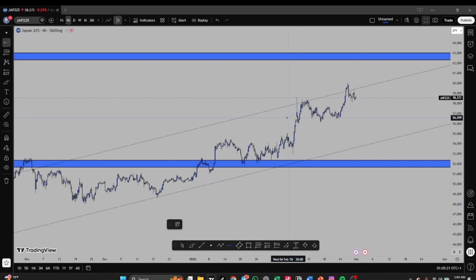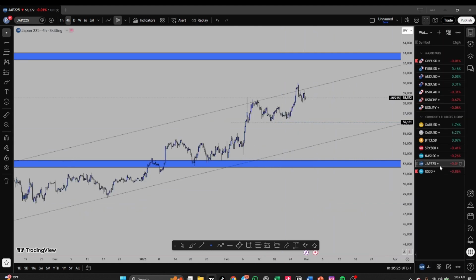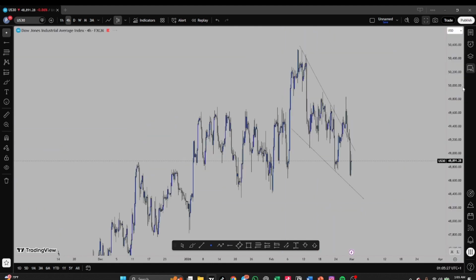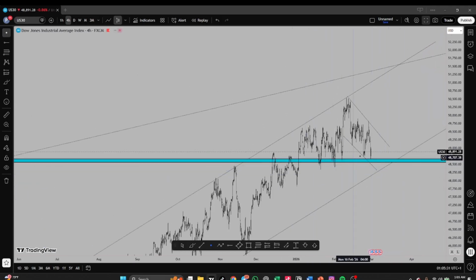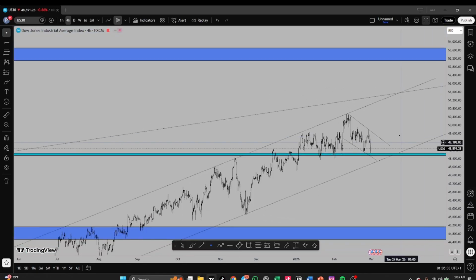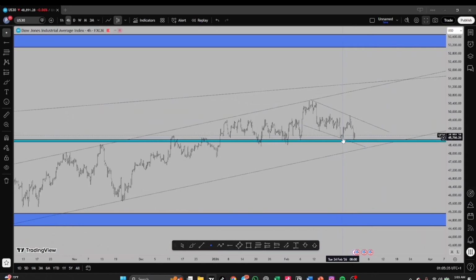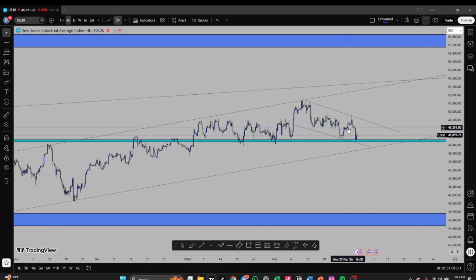I'm still bullish. In fact, most of the indices, I'm bullish on them. And lastly, US 30, I dropped analysis on this one as well. You can see that the market is still at this support level. So patience is very important. I saw this market trying to buy, push up.